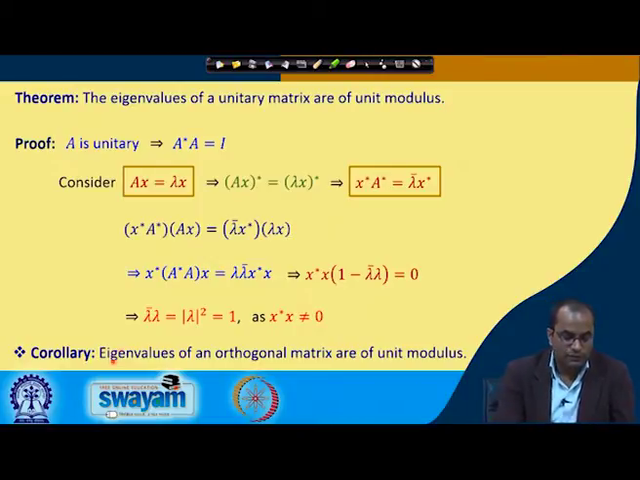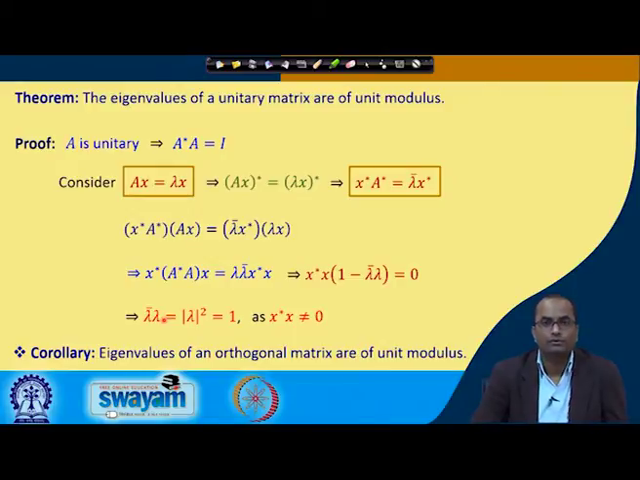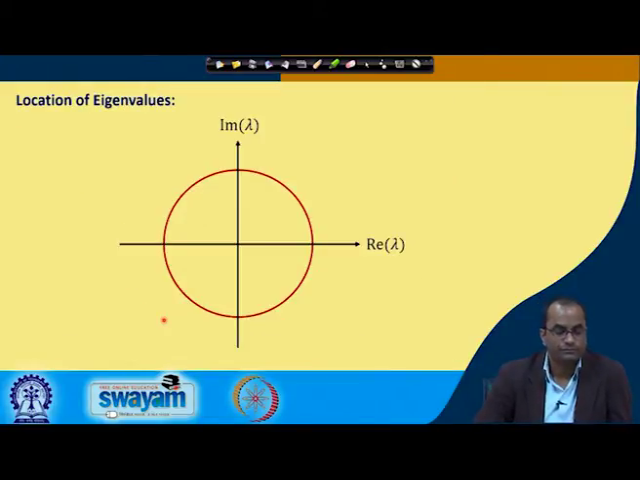The same results we can also use for the orthogonal matrices, because they also have the same property, A transpose A is equal to I. So, for orthogonal matrices also we can prove it with all the same steps, and we can again prove that their eigenvalues are also of unit modulus.